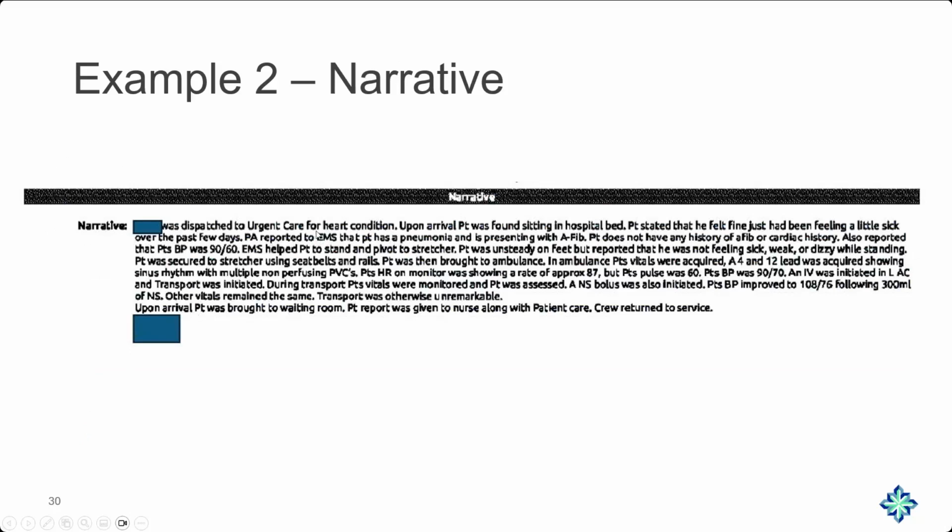So it does say, hey, they were dispatched to urgent care. Good. Upon arrival, patient was sitting in the hospital bed. Good. Patient actually felt fine, just had been feeling a little sick. Okay. The PA reported to EMS that the patient has pneumonia, etc. Patient was unsteady on feet, but reported that they were not feeling sick, weak, or dizzy. That's an important part of it. Patient was secured to the stretcher using seatbelts and rails. Patient then brought to ambulance. All of this, but nowhere in here does it tell us the patient was unable to sign. Nowhere in this does it say that.